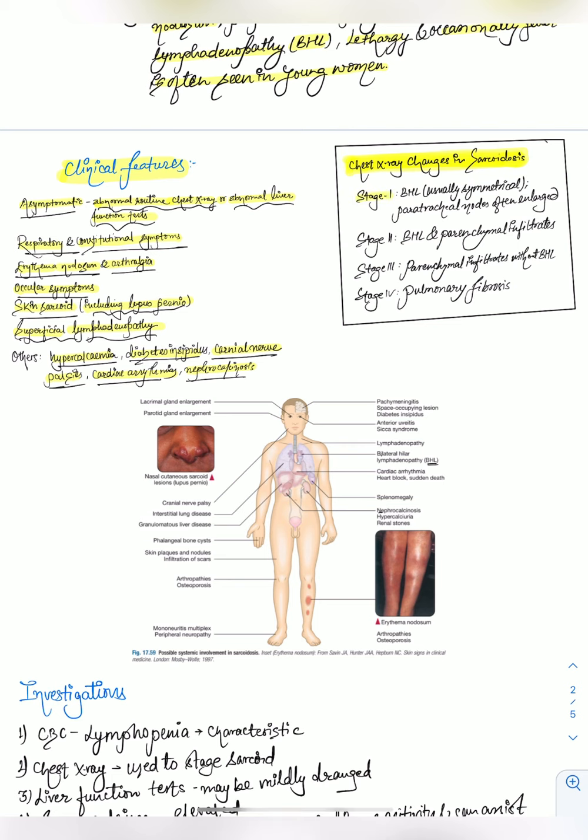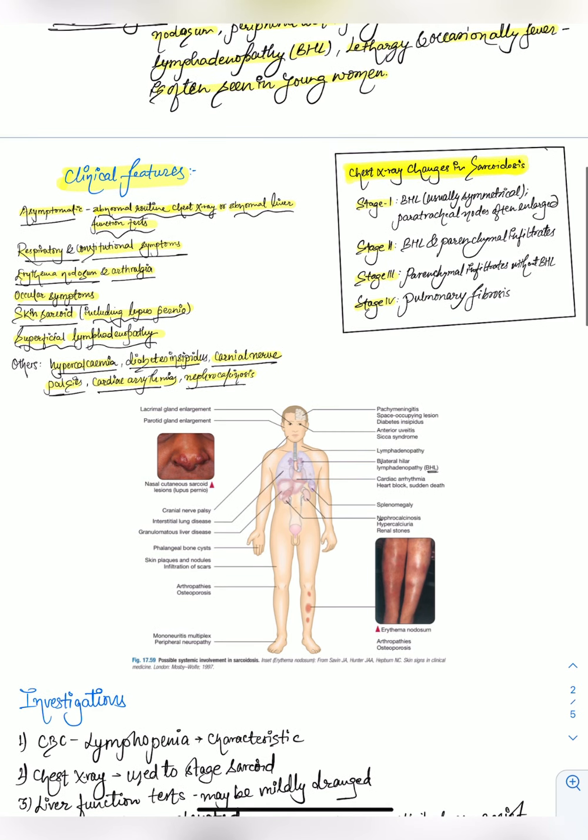So the chest X-ray changes in sarcoidosis: there are stage 1, stage 2, stage 3, and stage 4. In stage 1, there is BHL, usually symmetrical, and paratracheal nodes are often enlarged. These patients are often asymptomatic but may have erythema nodosum and arthralgia. The majority of cases resolve spontaneously within 1 year.